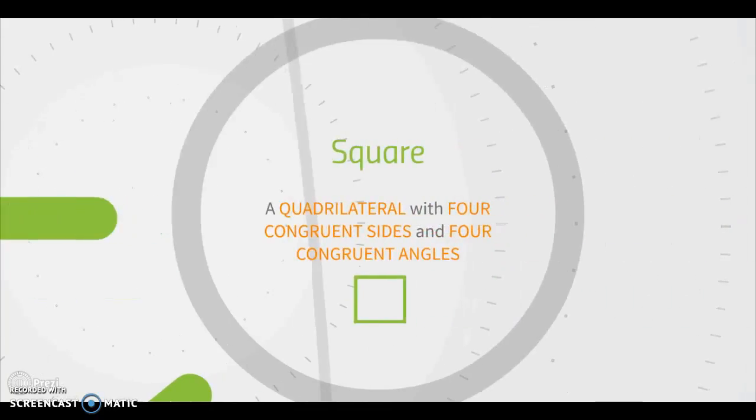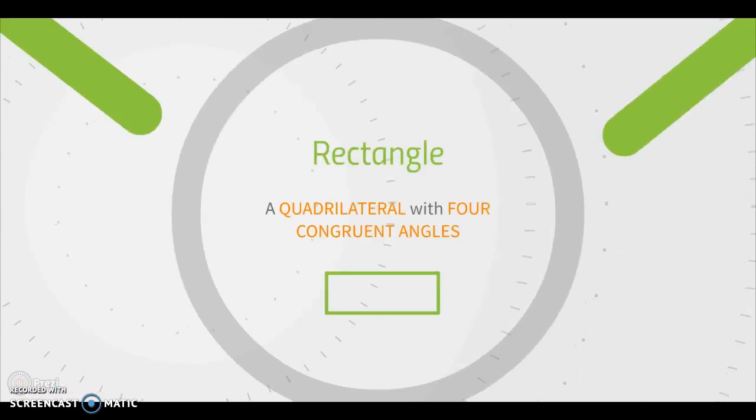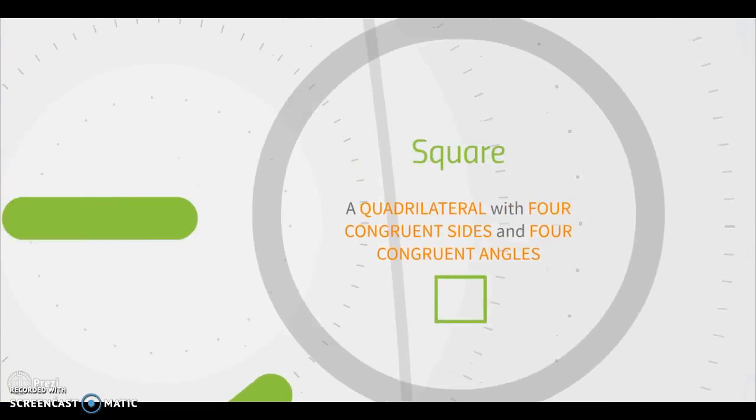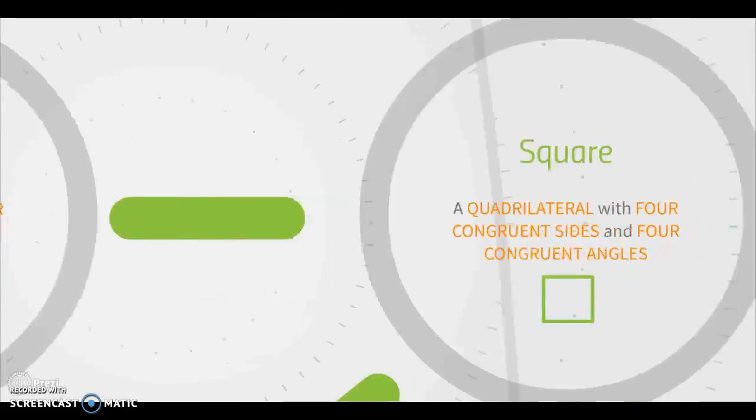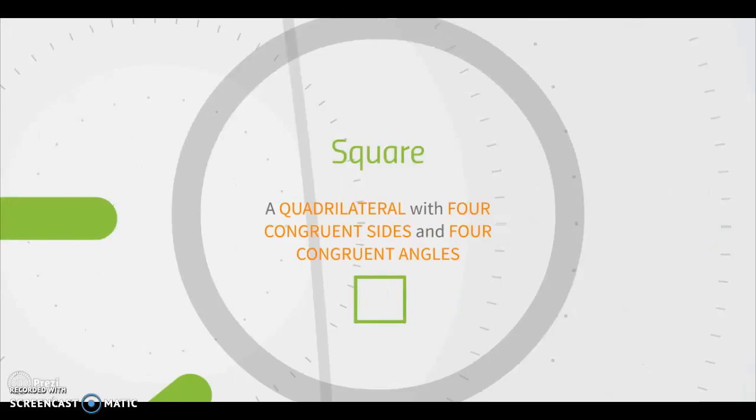A specific type of rhombus is called a square. A square is a quadrilateral that not only has four congruent sides, but also has four congruent angles, 90 degrees. The square is kind of the baby of the rectangle and the rhombus. A rectangle is a quadrilateral with four congruent angles, and as we recall, a rhombus is a quadrilateral with four congruent sides. If you put the two together, you get the definition of square, a quadrilateral with four congruent sides and four congruent angles.